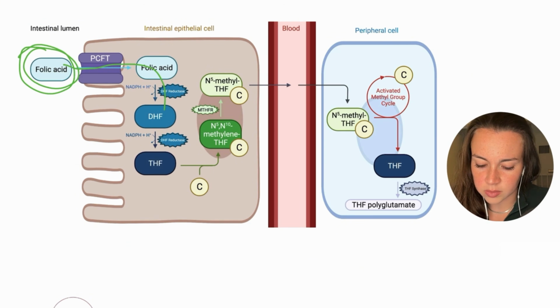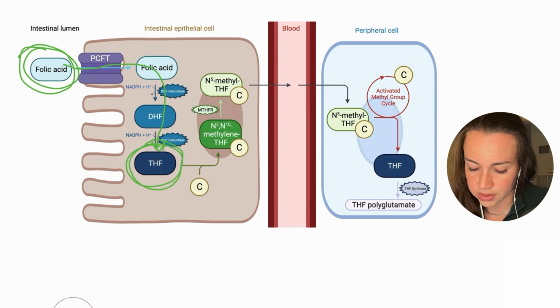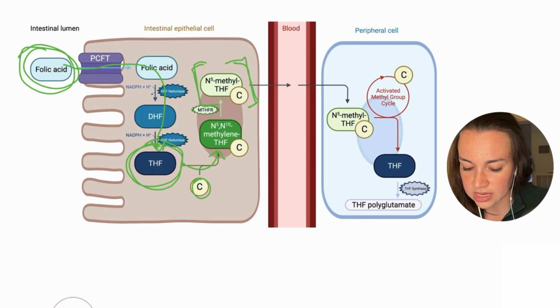We could see it was absorbed into the intestine and underwent a series of reactions to form tetrahydrofolate, which was a 1-carbon carrier, leaving us with N5-methyl THF, that methylated carbon-carrying THF that could enter the blood and go to the cells to participate in the activated methyl group cycle.